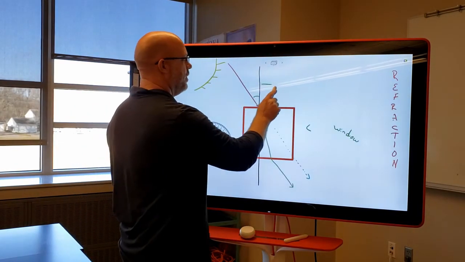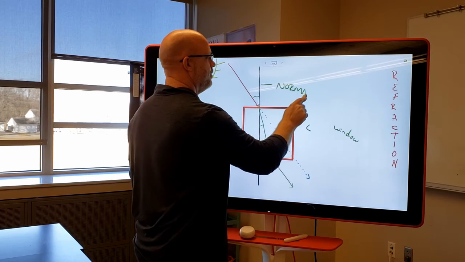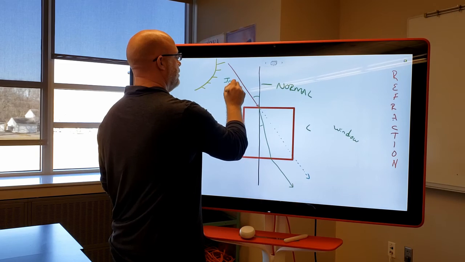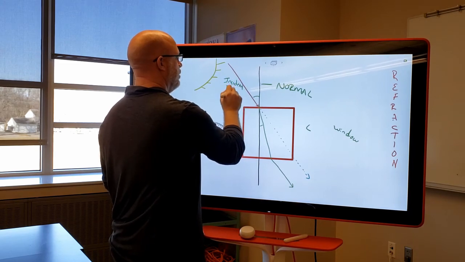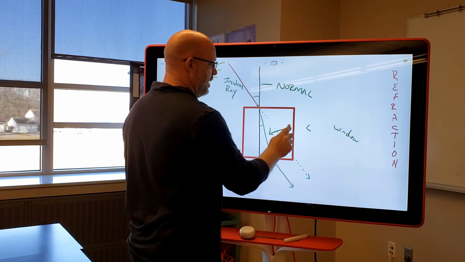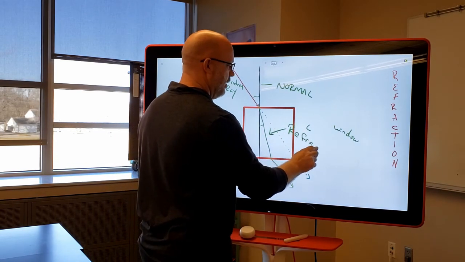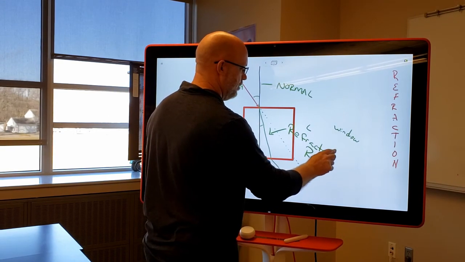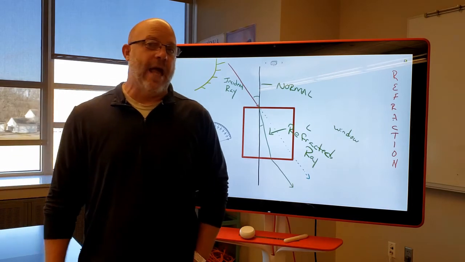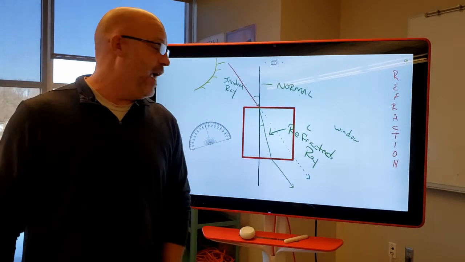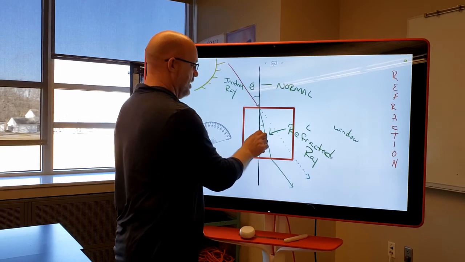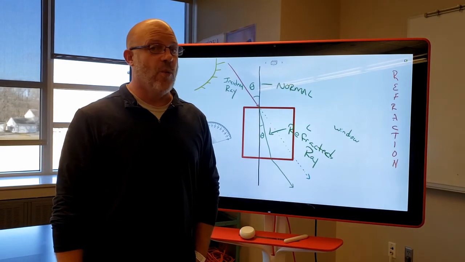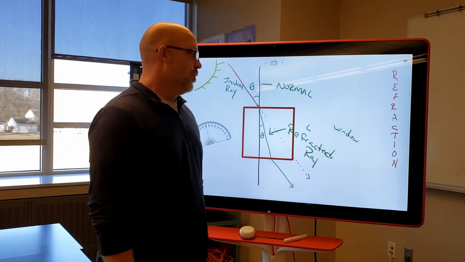Now the terms again. Normal, that's the line that's perpendicular to all this. Incident ray. And this one is going to be the refracted ray. All right? And the angles are going to be different. It's not the same. So this angle of incidence does not equal the angle of refraction. Every material has its own angle of refraction. So you need to know the material.